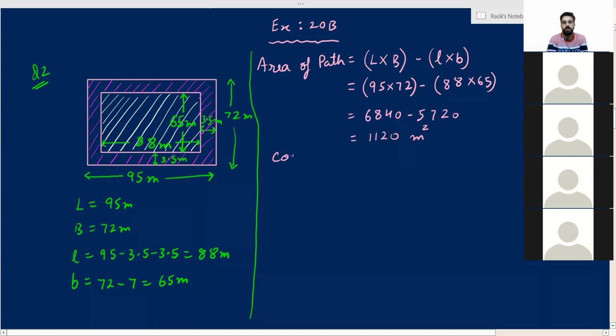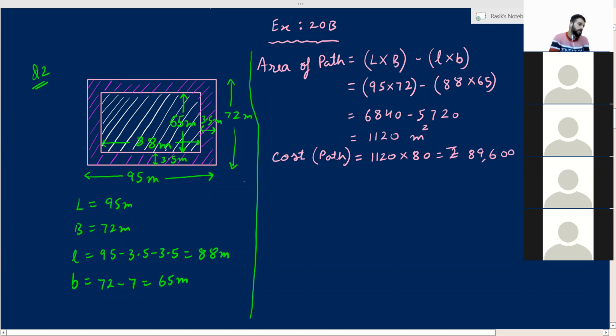Now cost for constructing the path. You can write cost and in brackets, in short, you can write path. That means the cost for constructing the path. So the rate at which we can construct the path is given as rupees 80 per meter square, 80 rupees for 1 meter square. So total is 1120 into 80. Okay, so what do we get? We get rupees 89,600. This is the cost for constructing the path.